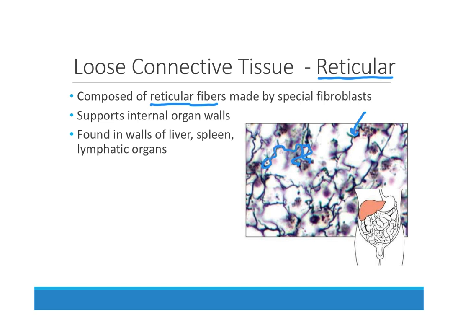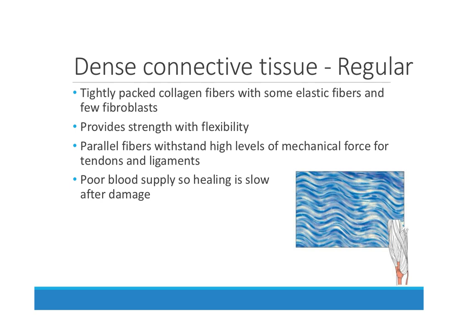And the reticular tissue is what we find in those internal organ walls or those soft organs such as liver and spleen, and the lymphatic organs, the lymph nodes that I'm sure you've had doctors palpate when you go in with an upper respiratory infection. So that covers the loose connective tissue.